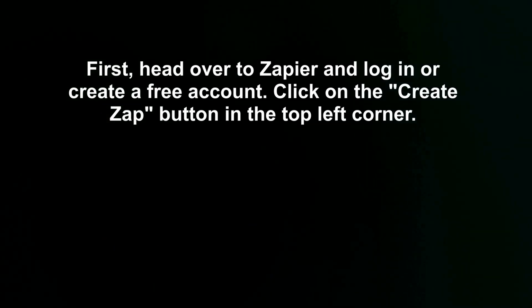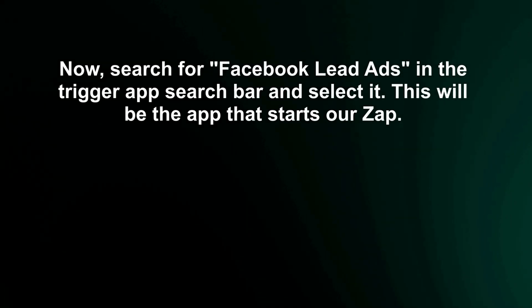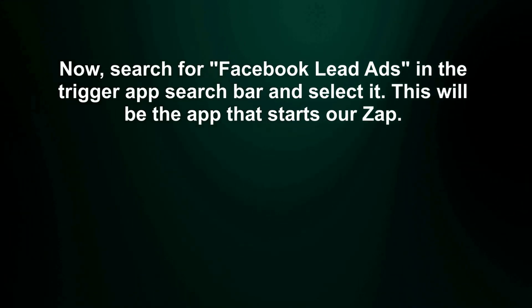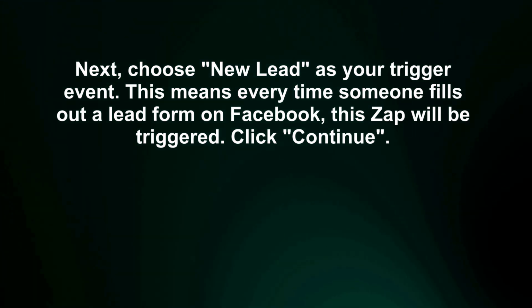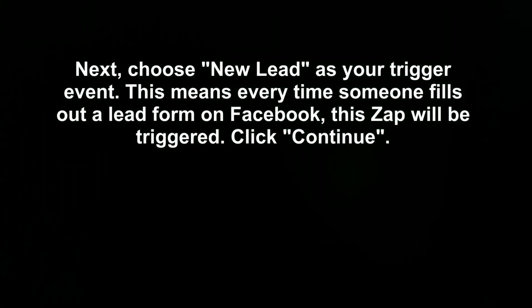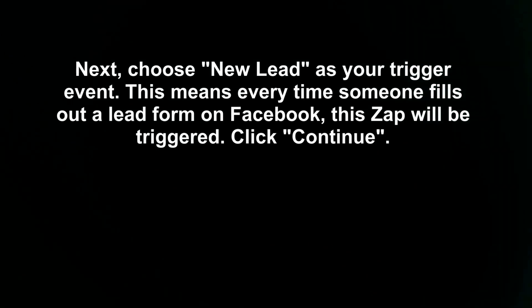Click on the Create Zap button in the top left corner. Now, search for Facebook lead ads in the Trigger app search bar and select it. This will be the app that starts our Zap. Next, choose New Lead as your trigger event. This means every time someone fills out a lead form on Facebook, this app will be triggered.